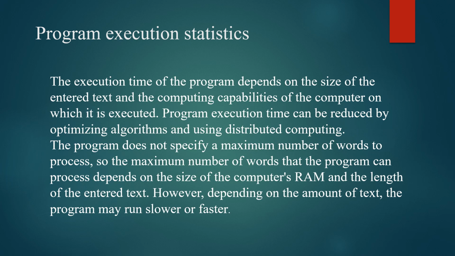The execution time of the program depends on the size of the entered text and the computing capabilities of the computer on which it's executed. Program execution time can be reduced by optimizing algorithms and using distributed computing. The program doesn't specify a maximum number of words to process, so the maximum number of words that the program can process depends on the size of the computer's RAM and the length of the entered text. However, depending on the amount of text, the program may run slower or faster.